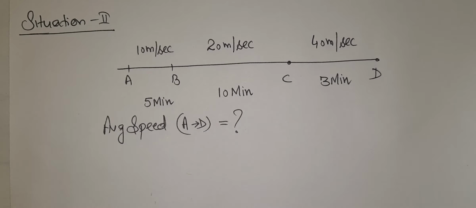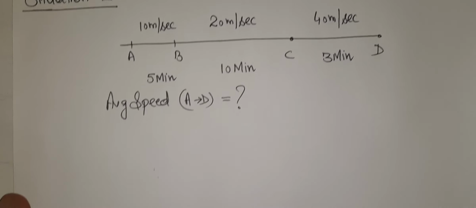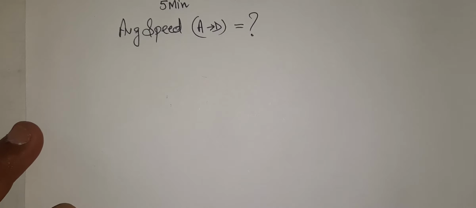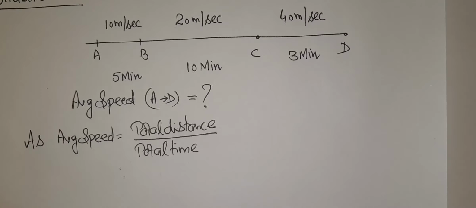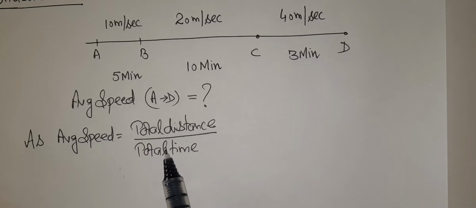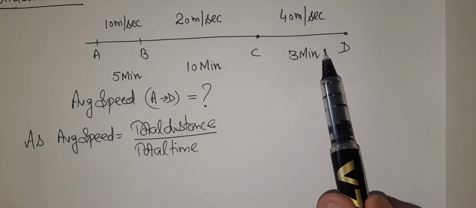Find the average speed. How will we go? Total distance over total time. The same thing. Now, how to calculate total distance?